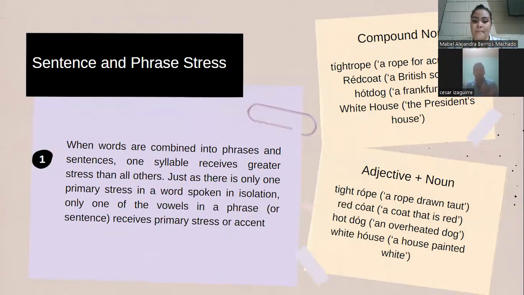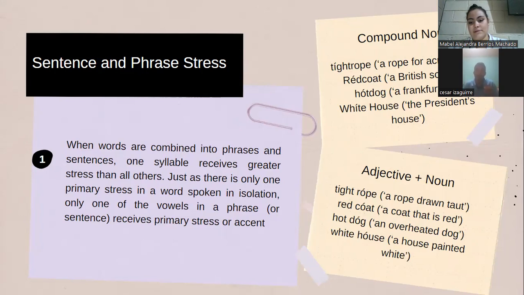Okay, we have sentence or phrase stress. When words are combined into phrases and sentences, one syllable receives greater stress than all others, just as there is only one primary stress in a word spoken in isolation. Only one of the vowels in a phrase or sentence receives the primary stress or accent.